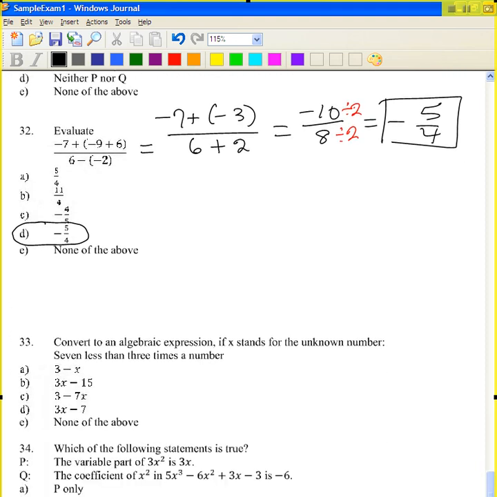Let me do problem number 33. Convert to an algebraic expression if x stands for the unknown number: 7 less than 3 times a number. So 7 less than 3 times a number. So, oops, almost said the wrong one. So D.